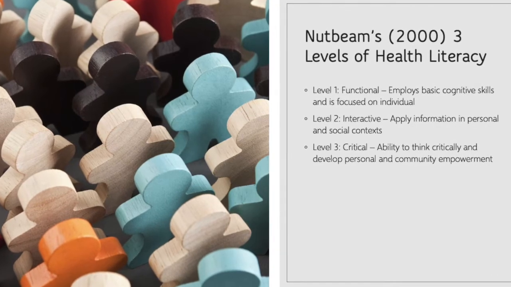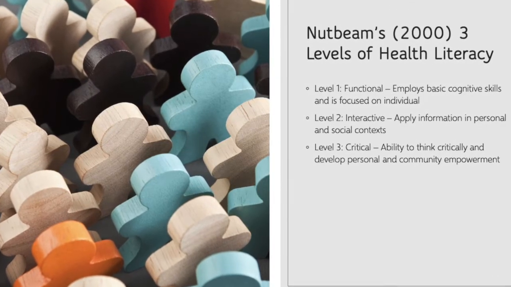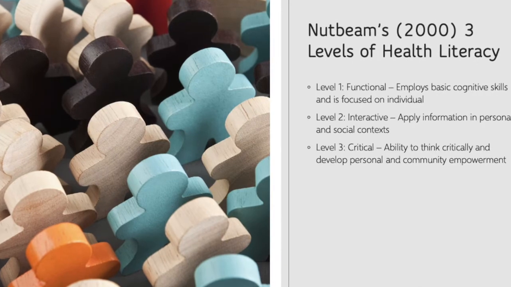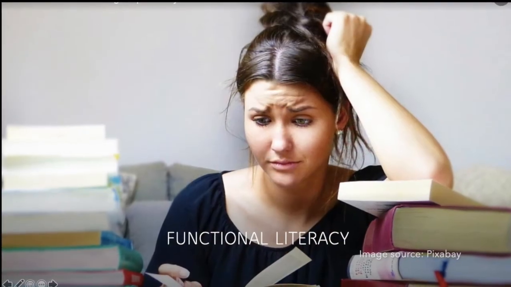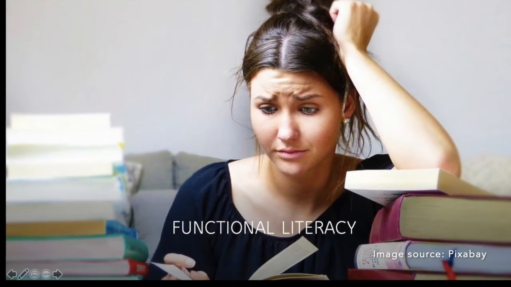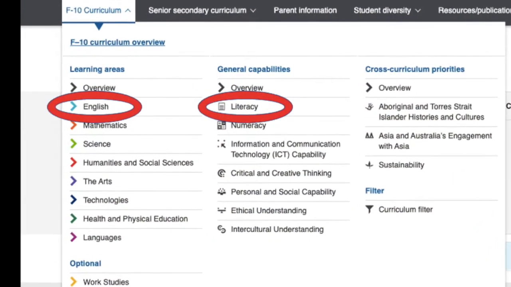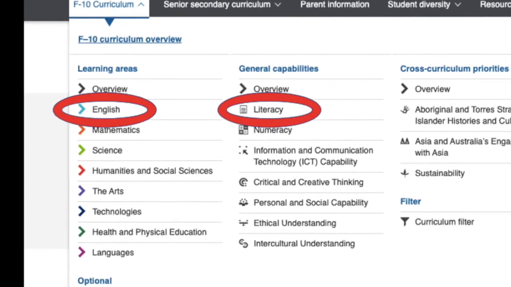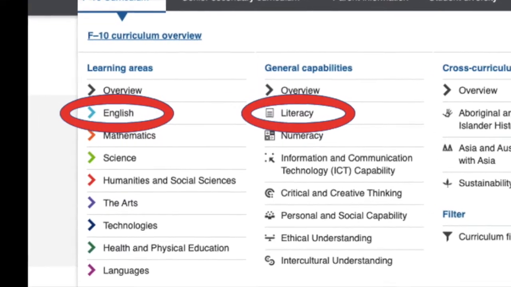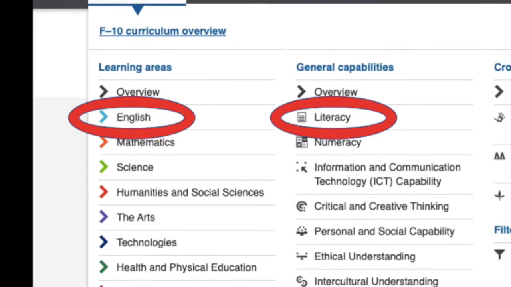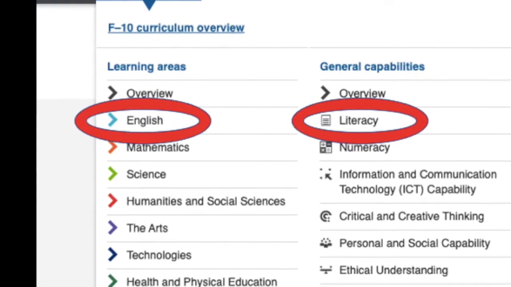Nutbeam's other two levels, which are interactive and the critical stages of health literacy, require a deeper level of cognitive engagement and development. Functional literacy is the first level of Nutbeam's health literacy theory and refers to the more practical skills that are required to become health literate. Functional literacy is covered within the curriculum in a number of cross-curricular dimensions. The development of reading, writing, comprehension, speaking and listening skills in English, and the existence of literacy as a general capability both contribute to students being able to interpret health information when given to them in various forms.